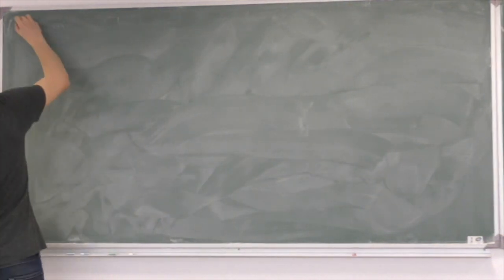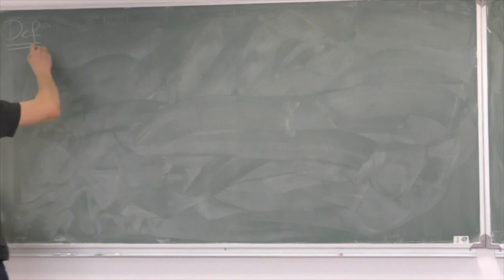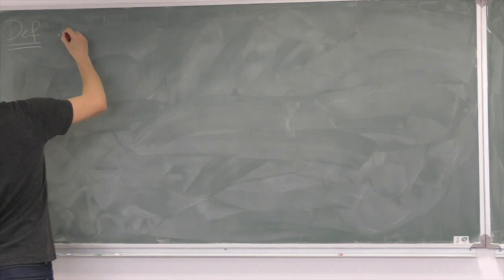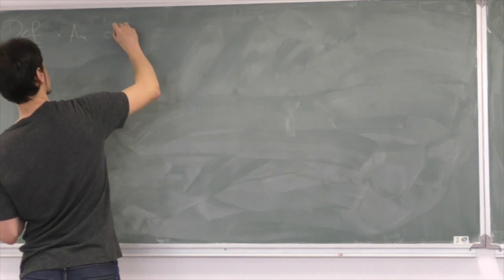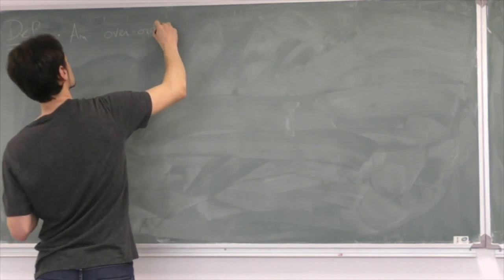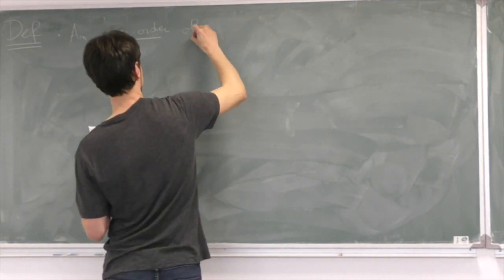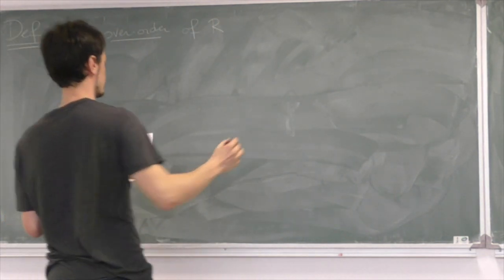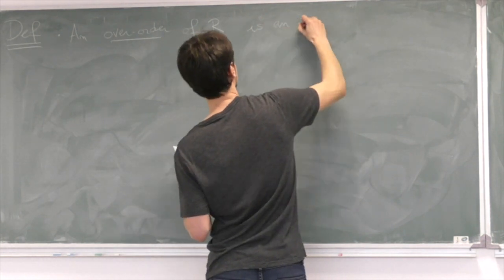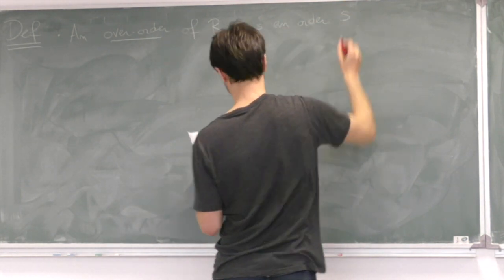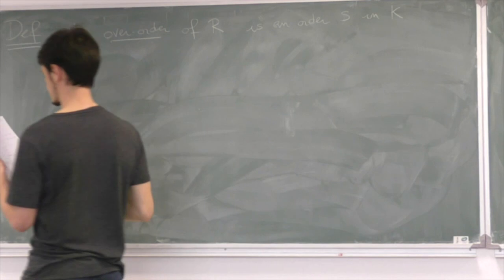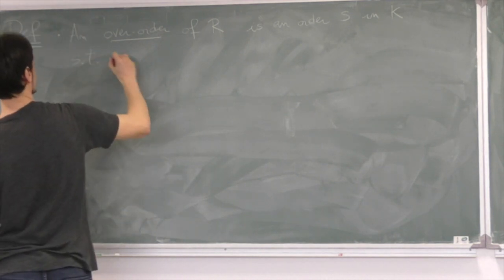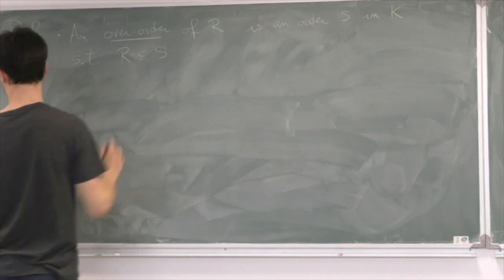Definition. Now we're going to consider a special kind of fractional ideals. An overorder of R is an order S in K that contains R, such that R is a subset of S.